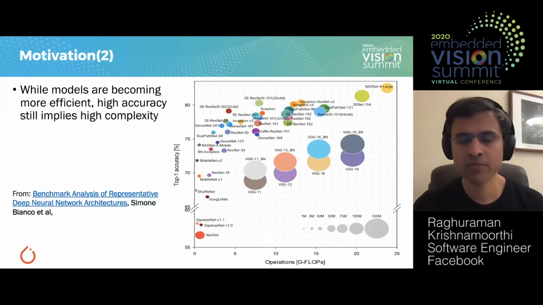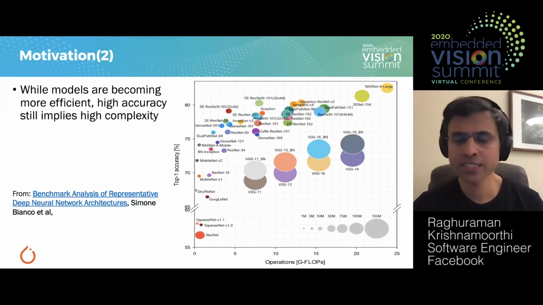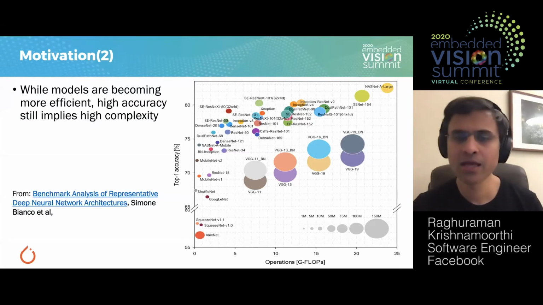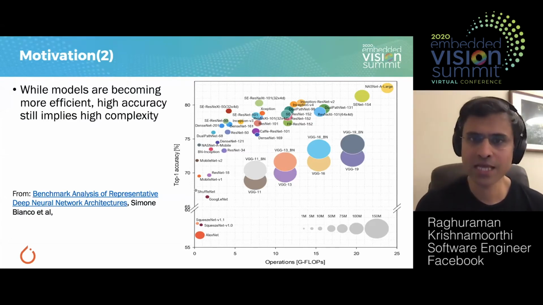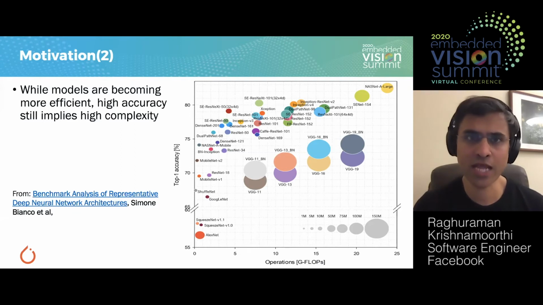At the same time, there is an exponential increase in the trade-off between the accuracy that you can get and the complexity that it takes. And this is true for vision. Here's an example showing what happens if you want to go from, say, 75% accuracy to 80% accuracy. You literally have to increase your complexity by a factor of 10.